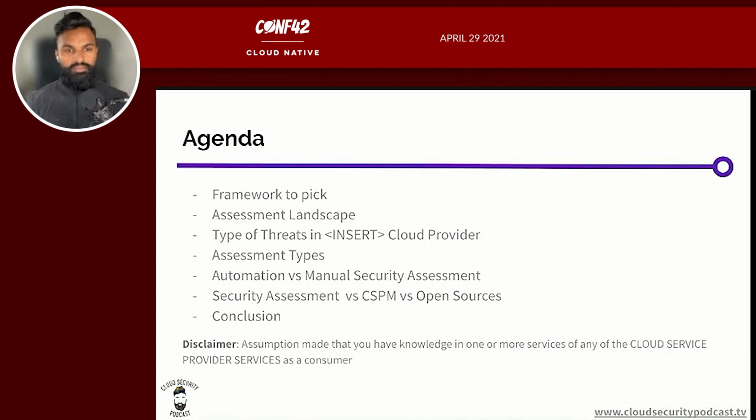There is an assumption made that you understand one or more services of the cloud service provider that you may be dealing with. It could be any cloud service provider. You don't have to be an expert in it, but having some understanding of some of the foundational pieces would be helpful as we go through this talk. If you're an auditor, even better. Maybe this may be an introduction to what modern auditing could look like. So without further ado, let's get into this.